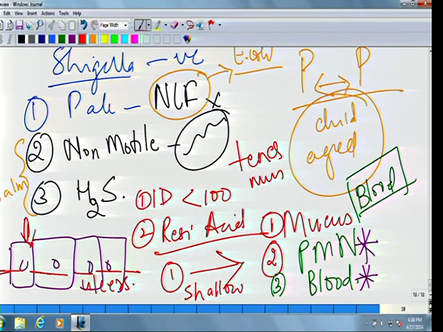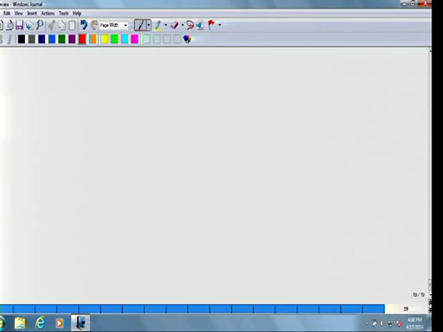Okay, so how to differentiate it from E. coli? It's very clear. This is a non-lactose fermenting bacteria. E. coli is motile and lactose fermenting. This is non-lactose fermenting, and it produces H2S. And its pathogenesis is very distinctive. There is no confusion about this. Okay, is that clear? Okay, then let's look at Salmonella.